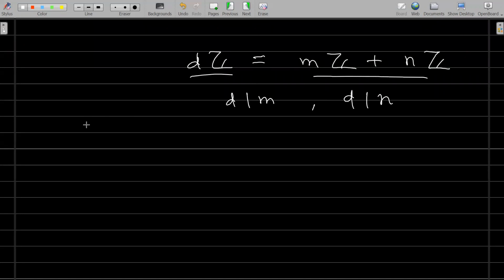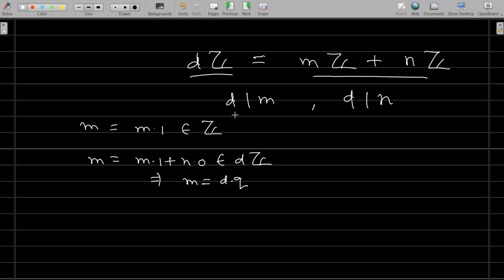Do you see, M is equal to M into 1. That belongs to Z, right? So I can write M as M times 1 plus N times 0. It is of the form MZ plus NZ, so it belongs to DZ. And once it belongs to DZ, it must be of the form D times some integer. So D divides M, D divides N.